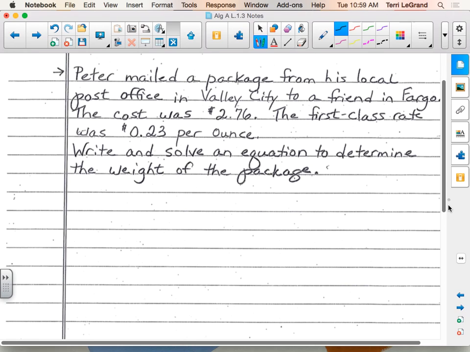So if you take something to the post office and you want to mail it, and it's not just a regular envelope that you can stick a 49-cent stamp on. What if you have a package that you're going to mail to a friend in Fargo? And you wait at the window. Has anybody ever had to do that?